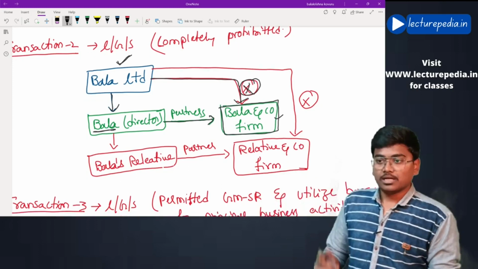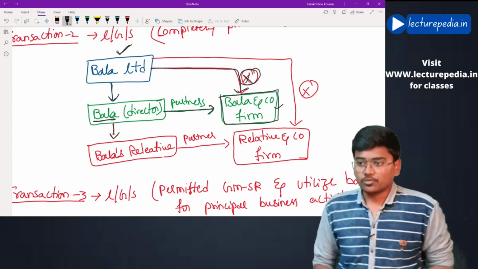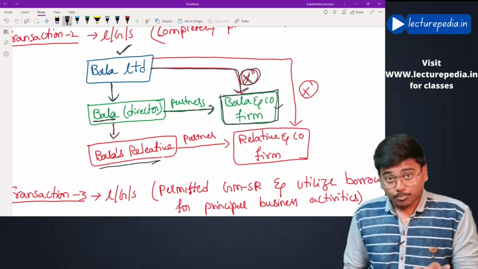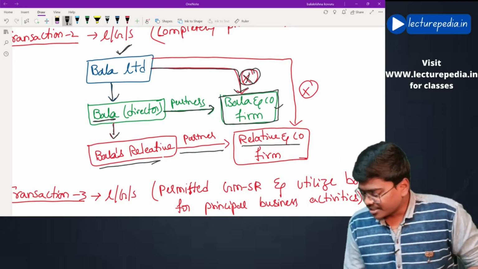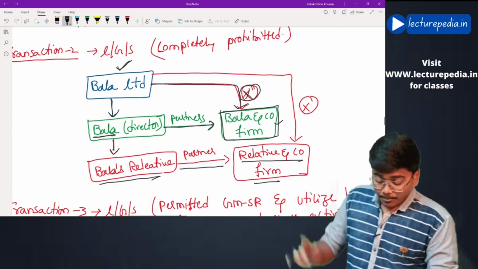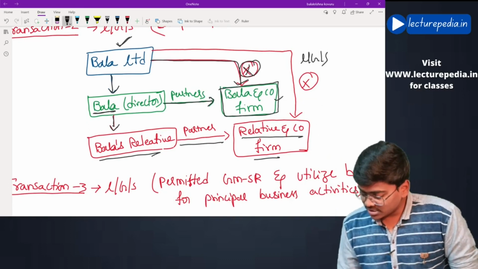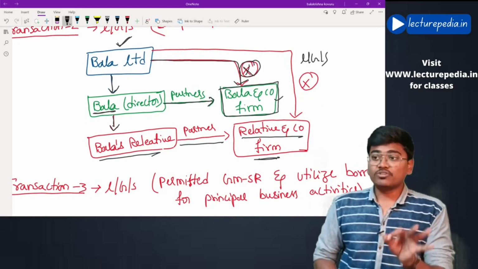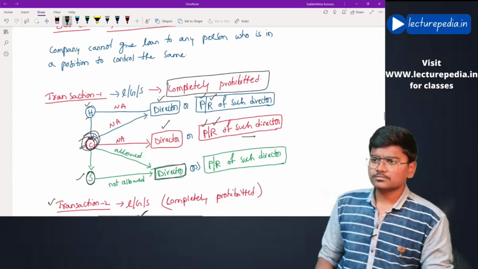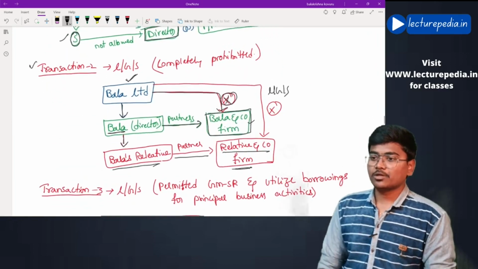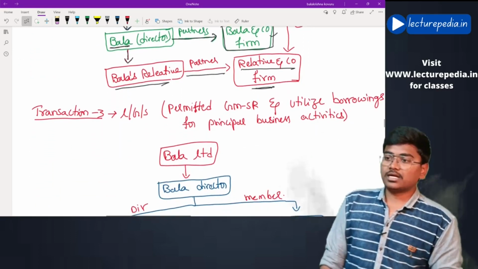Hope that is clear. Next, this Bala has a particular relative, Bala's relative. This Bala's relative is also a partner of some partnership firm by name Relative and Co. Now Bala Limited wants to give loan, guarantee, security to this Relative and Co firm. It cannot give, which is completely prohibited. This is the second transaction. You can take a screenshot of this. Hope this is clear. Moving to the third transaction.